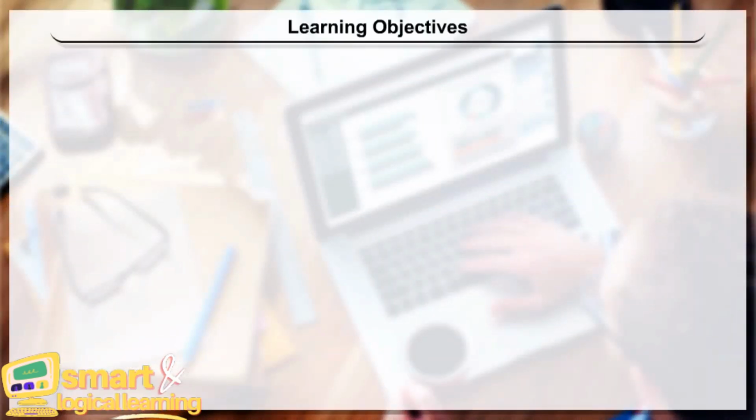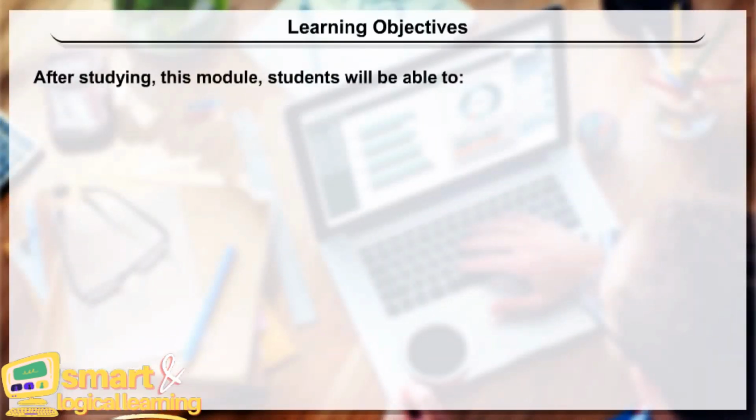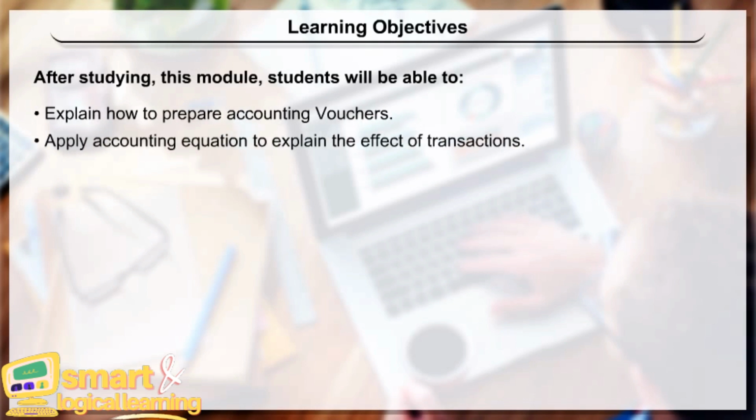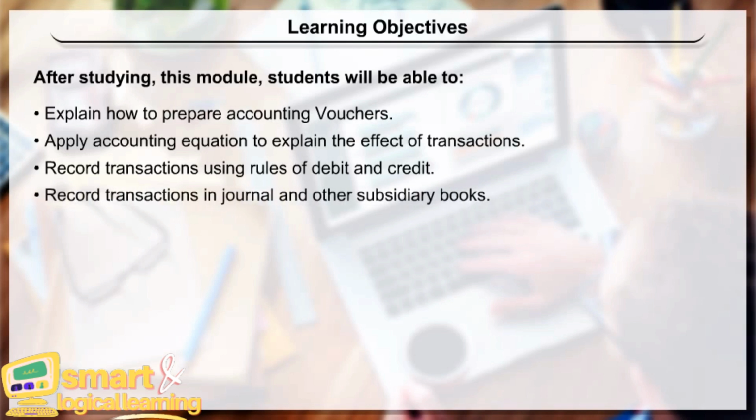Learning objectives. After studying this module, students will be able to explain how to prepare accounting vouchers, apply the accounting equation to explain the effect of transactions, record transactions using rules of debit and credit, and record transactions in journal and other subsidiary books.